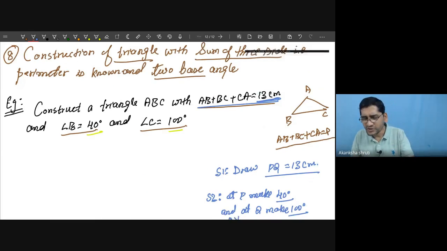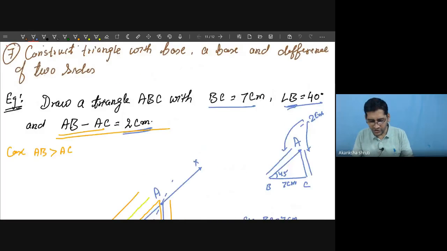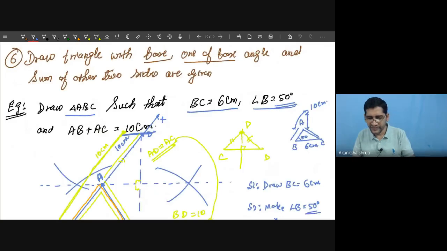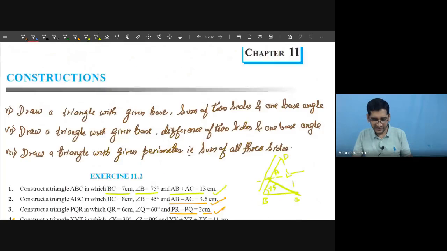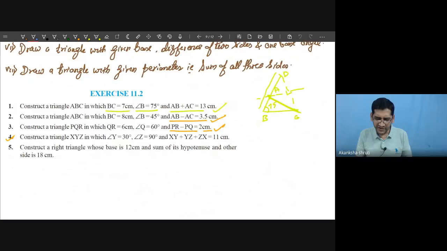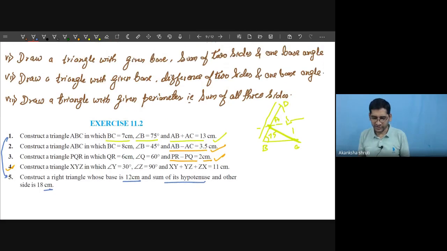So you can go to your textbook question also. See, question number 4 we have done. Construct a right angle triangle whose base is 12 centimeter and sum of the hypotenuse and other two sides. This question number 5 is the same as question number 1. Okay, student? So for 1 and 5, the same technique you have to use. So this was all about it.